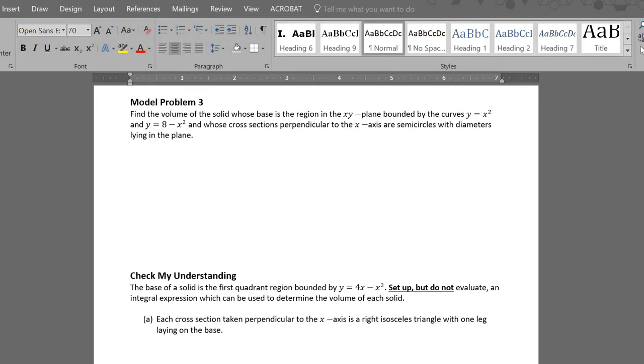Alright, hello. We are going to be doing model problem 3. It's on page 18 of your notes. You should be able to see it on the screen.